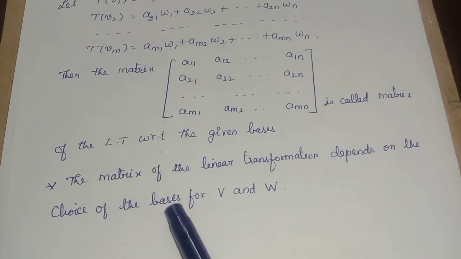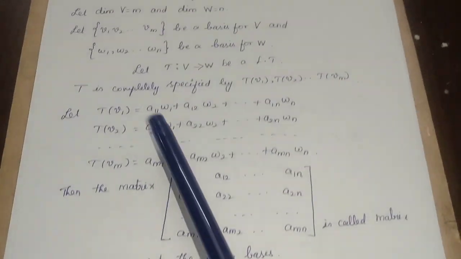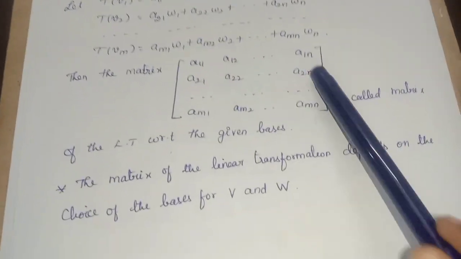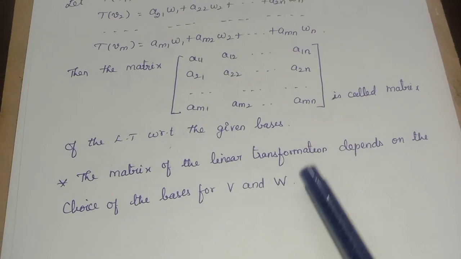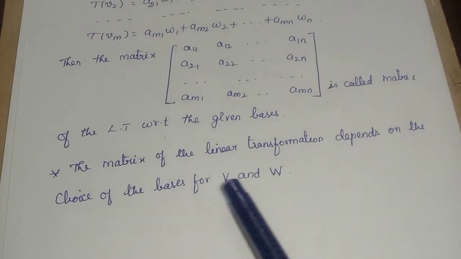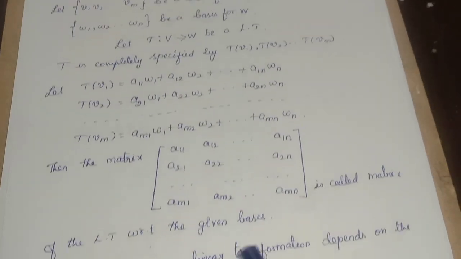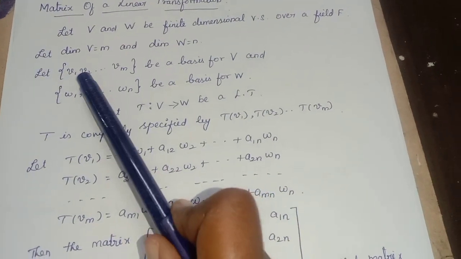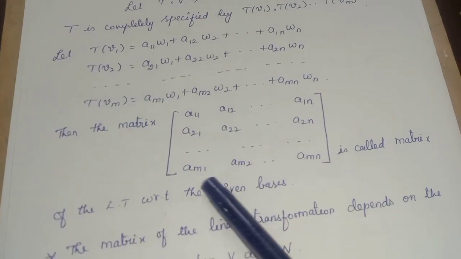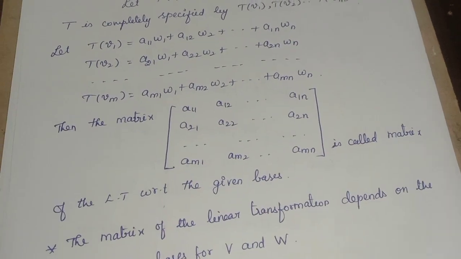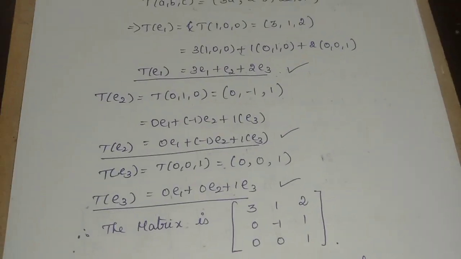Suppose you change the basis, okay, if any one of the bases is changed, this matrix will get changed. Okay, so the matrix of the linear transformation depends completely on the choice of basis. We know that for a vector space we can write so many different bases. So the matrix also varies according to the choice of our basis.